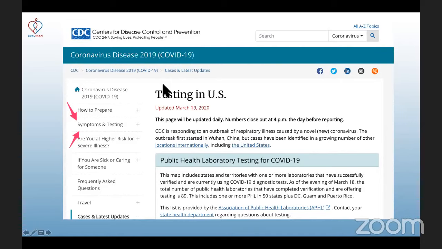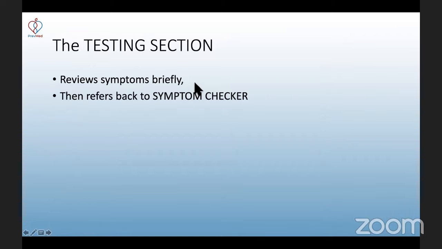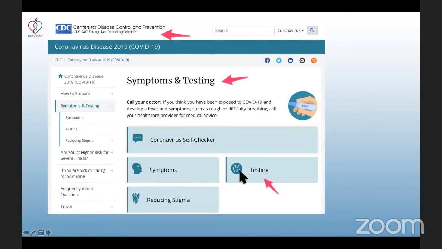So let's go back and go through the navigation on the CDC website. So go here, symptoms and testing. Once you get here to testing in the US, symptoms and testing, where that takes you next is a symptom and testing center. You've got four buttons you can push: coronavirus self-checker, symptoms, testing, and reducing stigma. So let's click on testing, and you get a brief review of the symptoms. Then it refers you back to the symptom checker. So click on it.